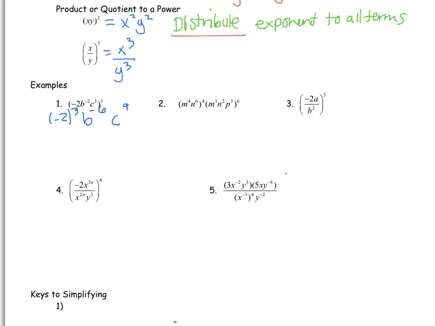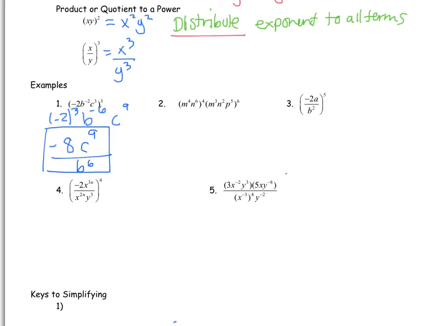Then I just simplify. -2 to the third power is -8. b to the -6 I'm actually going to send to the bottom so that it becomes positive, and I'll keep the c to the 9th on the top. So my final answer is -8 c to the 9th over b to the 6th.